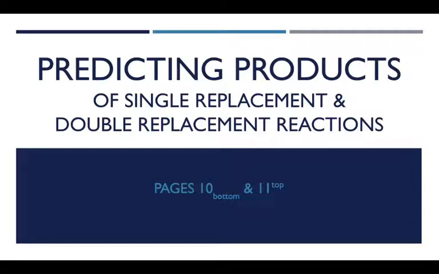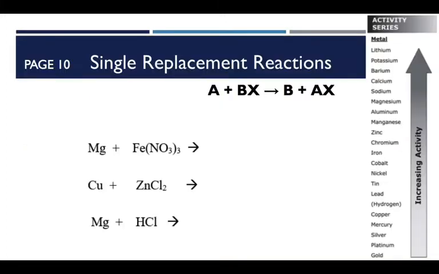Now we're going to touch on how to predict the products of single replacement and double replacement reactions at the bottom of page 10 and the top of page 11. So starting with these single replacement reactions, there's actually two different types that are written out here and that we're going to focus on separately.